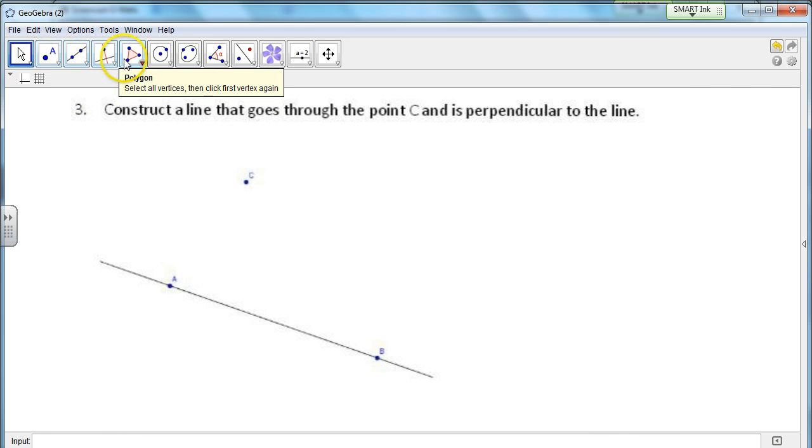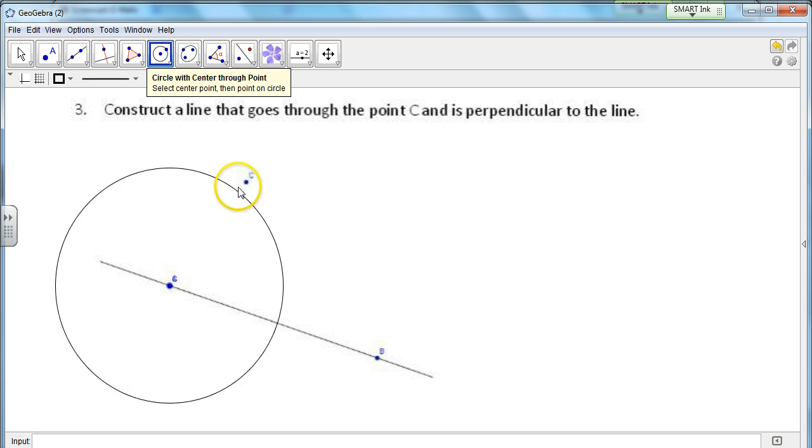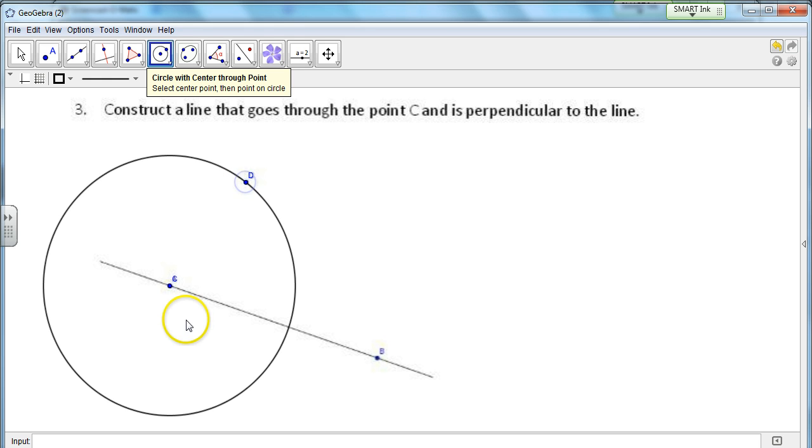To construct it so we guarantee a perpendicular line and it goes through C, I'm going to grab my compass. I'm going to grab my circle tool again. I'm going to center a circle at, it doesn't even really have to be A and B, the points that are on here. It's just that they're here and they're nice. So I'm going to use, say, point A as the center of a circle, and I'm just going to make my radius go out to point C, like that.